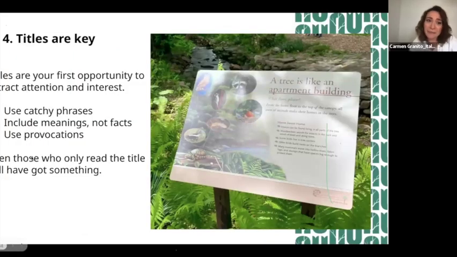So titles are key. They are our first opportunity to attract the attention and the interest of people. So we should use catchy phrases, but it's not just about being catchy. It's not just about being marketing-like. There's nothing wrong, by the way, with being marketing-like, but it's not just about being catchy or clever.